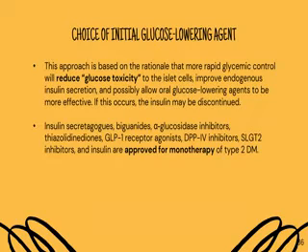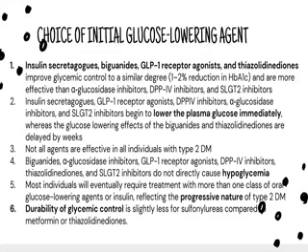Insulin secretagogues, biguanides, alpha glucosidase inhibitors, thiazolidinediones, GLP-1 receptor agonists, DPP-4 inhibitors, SGLT2 inhibitors, and insulin are approved for monotherapy of type 2 diabetes. Insulin secretagogues, biguanides, GLP-1 agonists, thiazolidinediones improve the glycemic control to a similar degree and are more effective than alpha glucosidase inhibitors, DPP-4 and SGLT inhibitors.